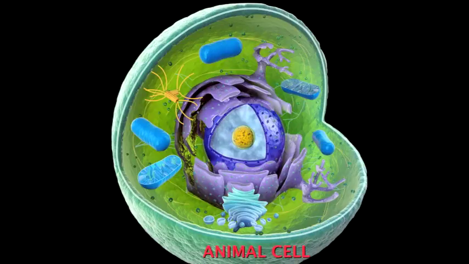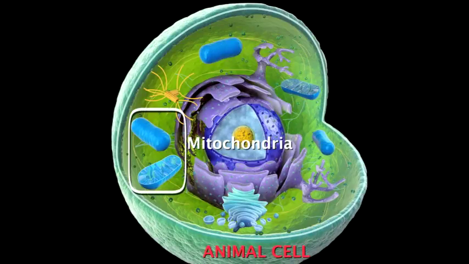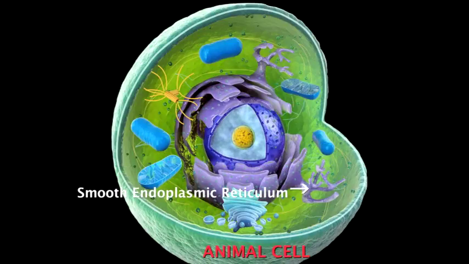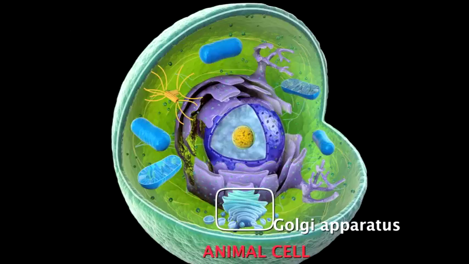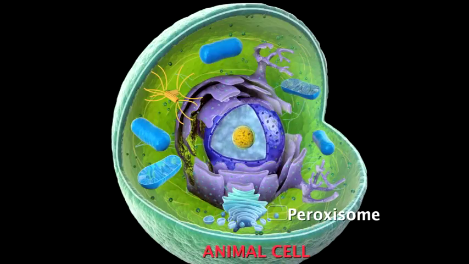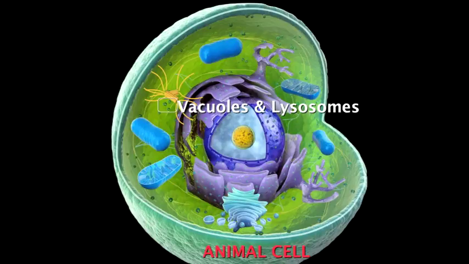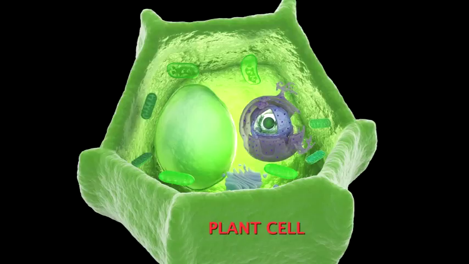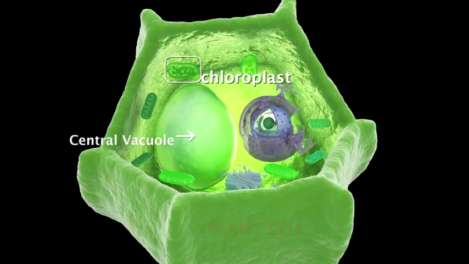In animal cells like this one, the organelles are the mitochondria, the centrosome, the rough endoplasmic reticulum, the smooth endoplasmic reticulum, the Golgi apparatus, peroxisomes, as well as numerous small vacuoles and lysosomes. Plant cells like this one possess all of the organelles of animal cells except lysosomes and centrosomes, but plant cells also have chloroplasts and a large central vacuole, which animal cells don't have.